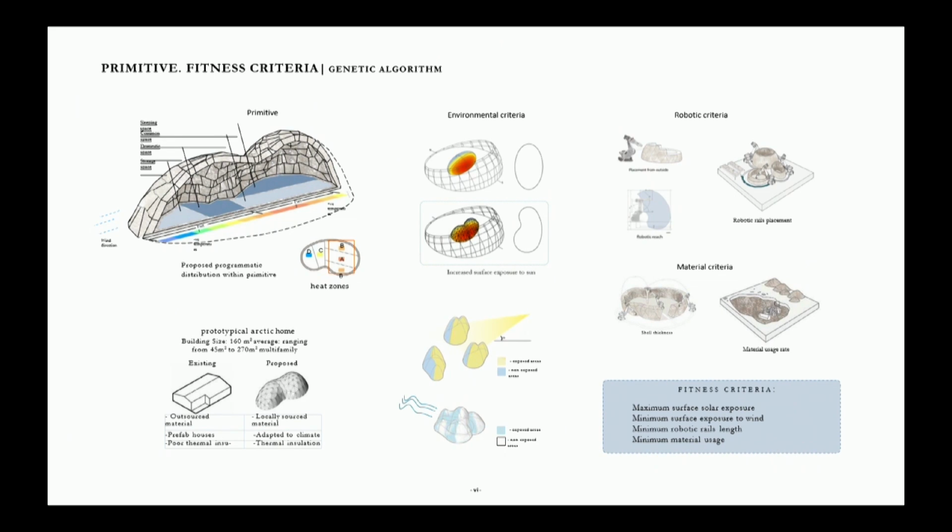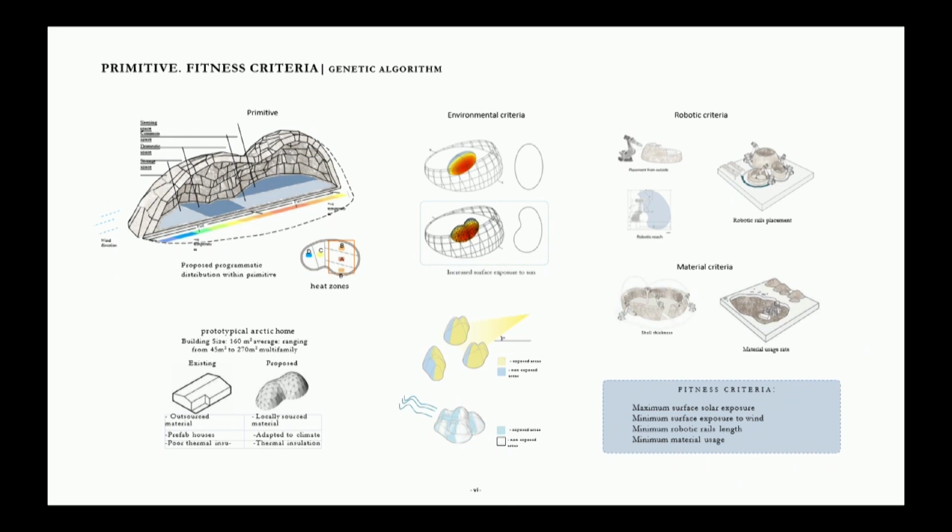So we started from the development of the primitive, which was basically the translation of the social needs of people in this area into one housing unit, which is basically the connection of dome-like shapes, because dome shapes are structurally stable and they have extensive presence in Arctic construction.